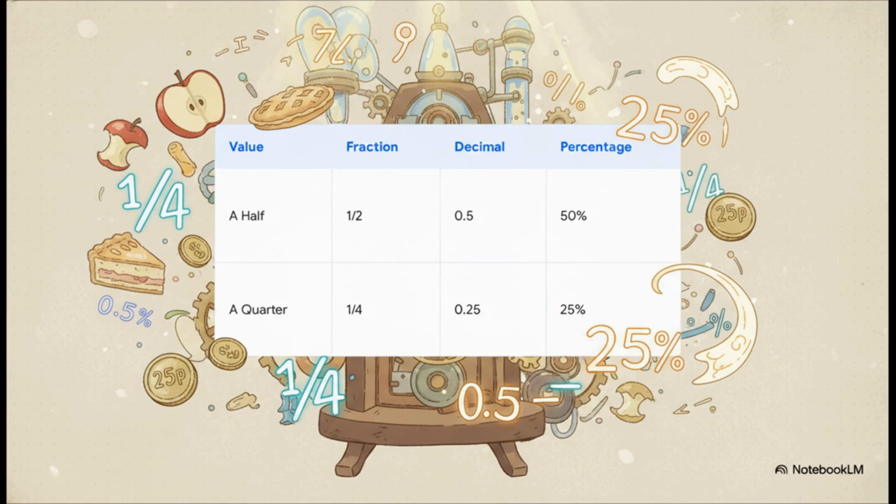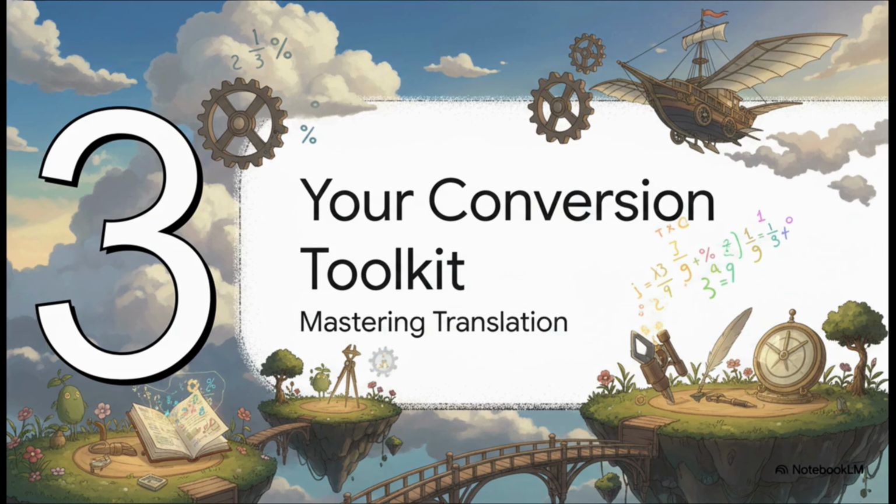Same thing goes for a quarter. 1/4, 0.25, and 25% are all the exact same amount. We're definitely starting to crack this code. Okay, so if they're all the same, how do we change one into another? It's actually pretty simple. You just need the right tools. So let's open up our special conversion toolkit, and I'm going to show you how to become a master number translator.